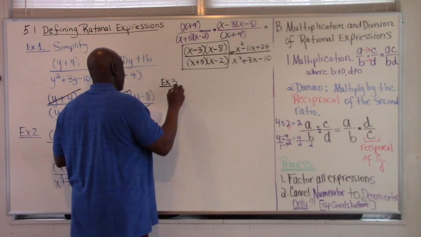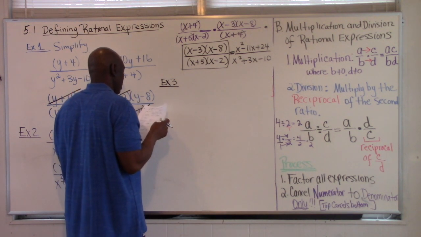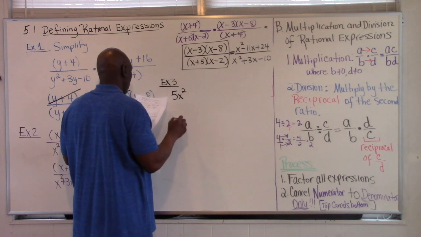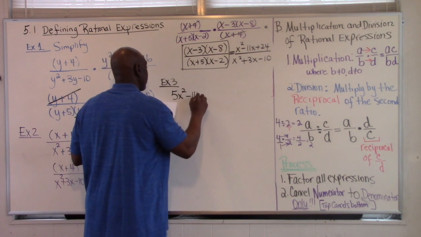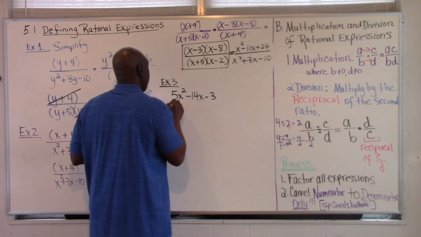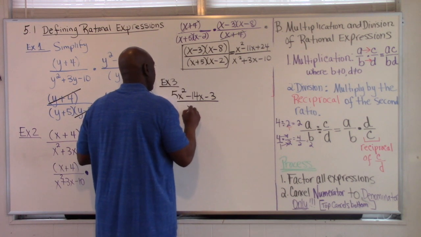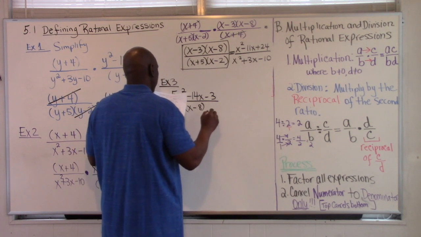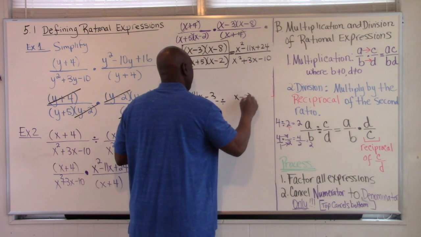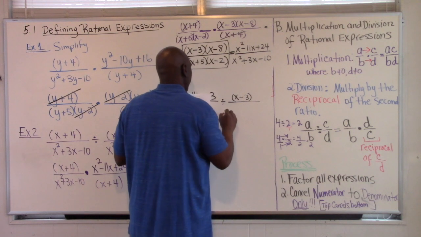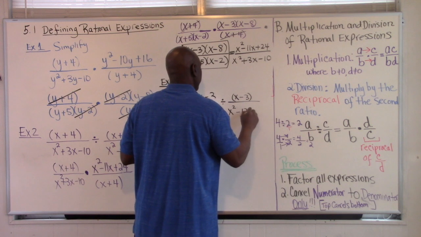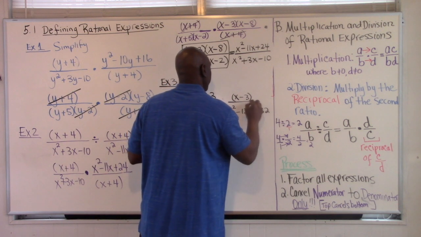Example 3. Okay, let's say in this case we have 5x squared minus 14x minus 3, divided by x minus 8, divided by x minus 3 over x squared minus 12x plus 32.